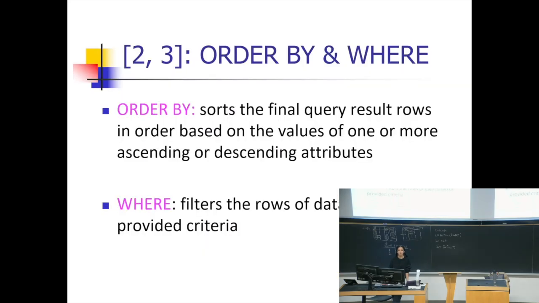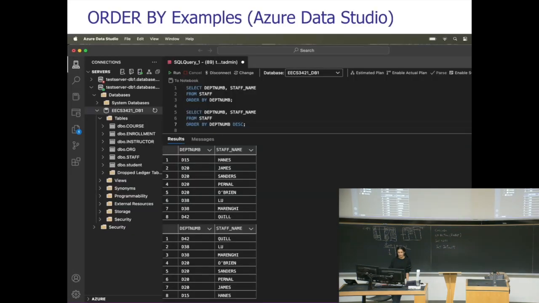So order by, as I mentioned before, is used if you want to sort the result of your query. You can order either ascending or descending. The default is ascending. If you don't specify anything, it just sorts for you in ascending order. And again, you can filter the rows, which I already provided. So here, back to the staff table, we want to select only these two columns, department number and staff name, from the staff table. And we also want to sort the result by department number.